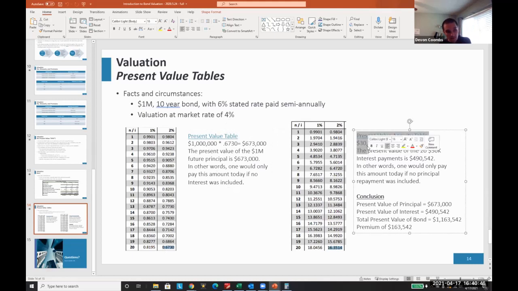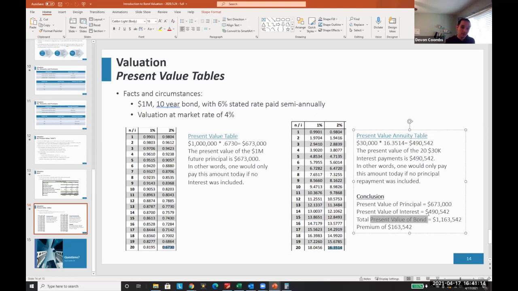But that's not all. We also get an interest rate here. So we have to also value the $30,000 annuity payment, which is the $60,000 of interest divided by 2. We just take it by the annuity table. It's a separate factor table. 20 periods at 2% interest. And we take this factor, 16, multiplied by the 30,000 to get 490,000.